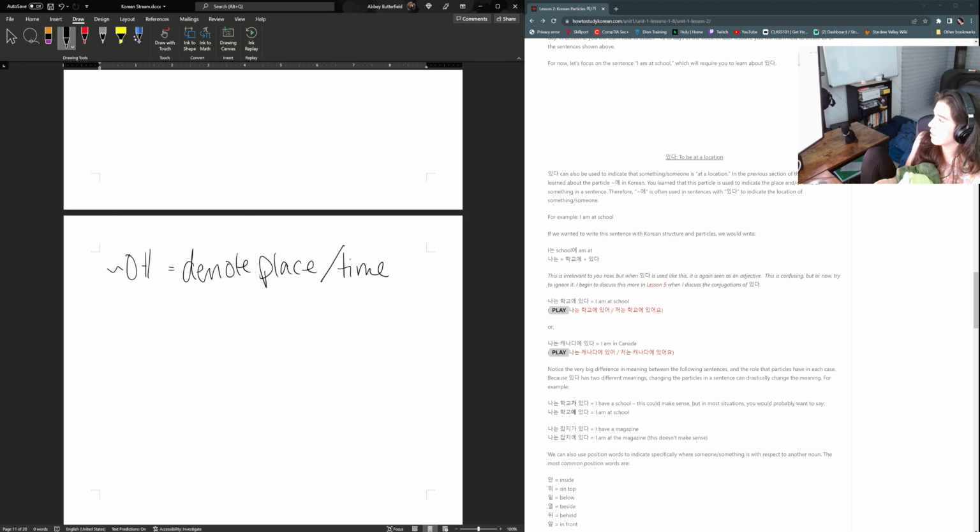And actually in Korean it would be 나는 학교에 있다. Obviously not conjugated, but they have conjugated versions, which is 나는 학교에 있어, and 저는 학교에 있어요. 나는 학교에 있어. 저는 학교에 있어요.